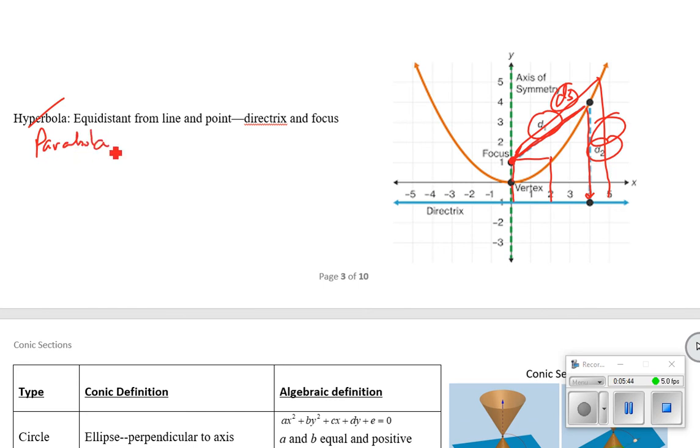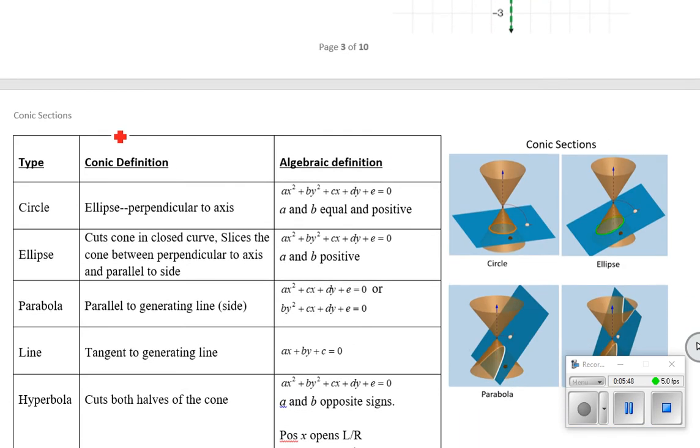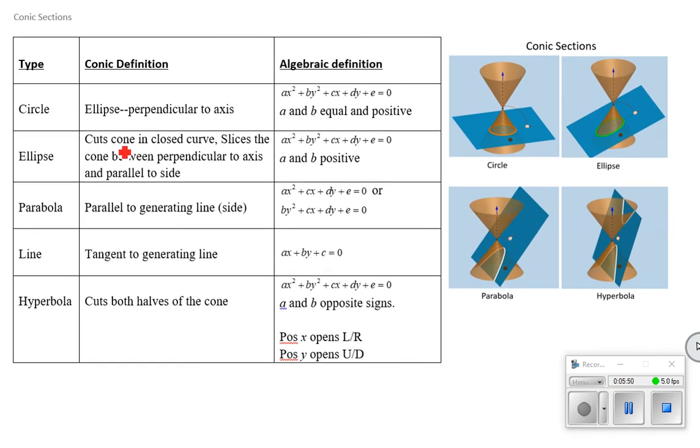So it says hyperbola, that should be parabola. All right, so algebraically, a circle has this form where you have ax squared and by squared, and they're equal and positive. A and B are equal and positive. An example might be something like this: 3x squared plus 3y squared minus 2x minus 7 equals 0.